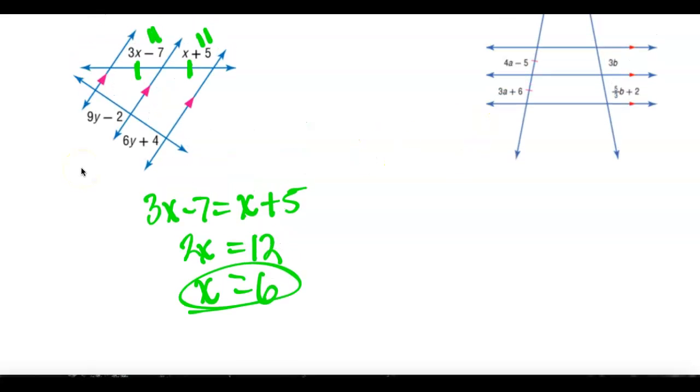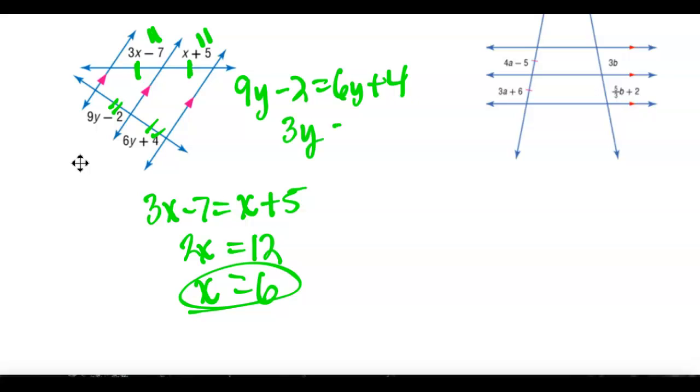Then lastly, these guys are going to be congruent to each other, so we can set up another equation and solve that. So if we subtract 6y, we get 3y is equal to 6, divide both sides by 3, and we get y is equal to 2. Okay, go ahead and press pause, try the next one, and then we'll come back and check your work.